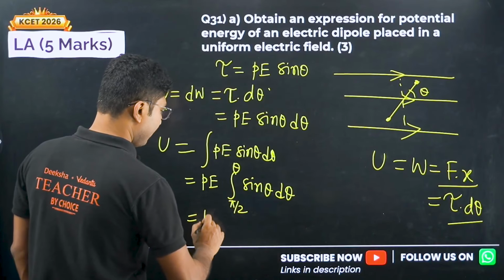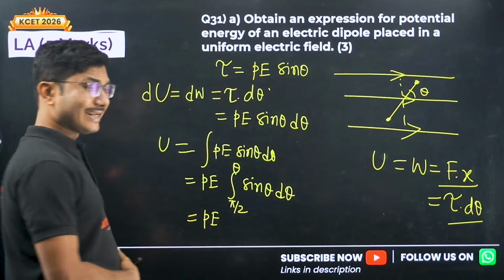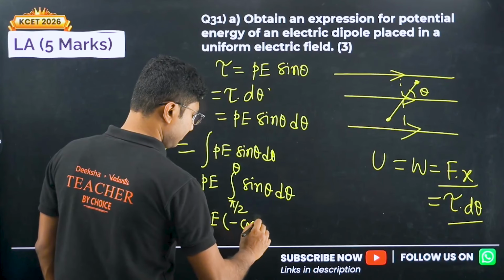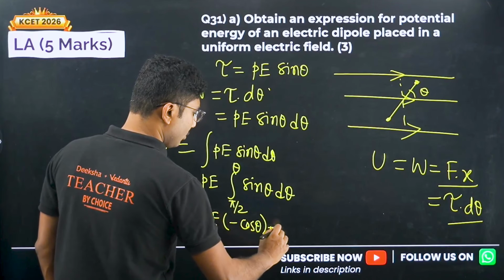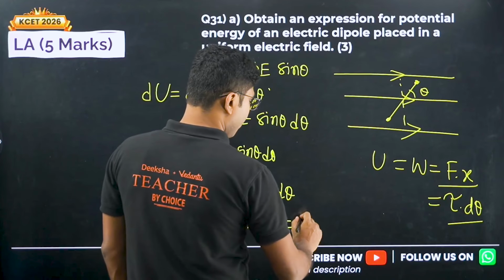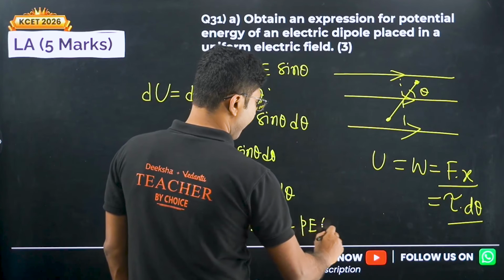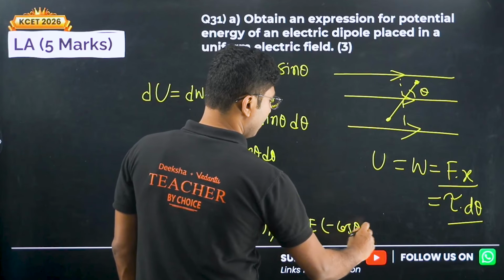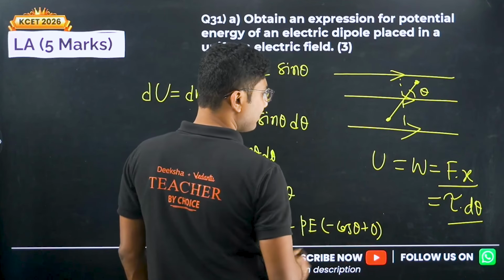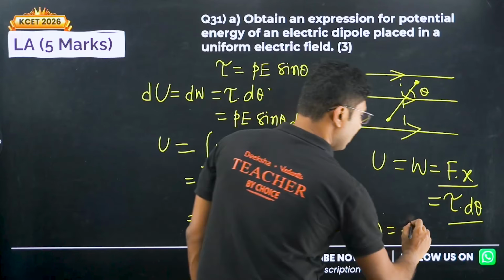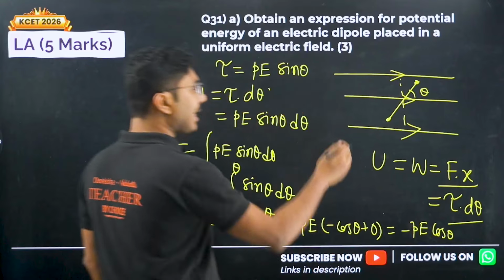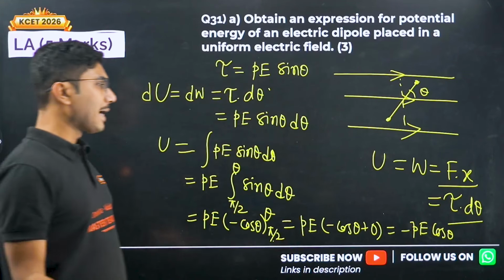So from here we get P E times the integral of sin theta. What is the integration of sin theta? It is minus cos theta, from pi by 2 to theta, which equals PE times minus cos theta minus 0. Cos pi by 2 is 0, so we get this as minus PE cos theta. Now you can start from 0 as well, it does not matter, but this is the easiest way.